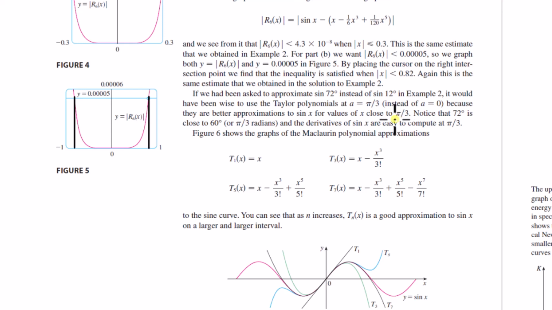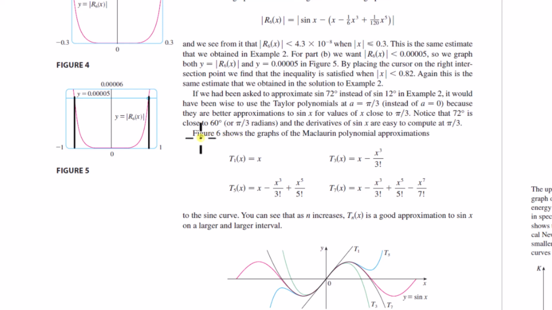So pi over 3 is a special angle, right? It's 30, 60, 45. So pi over 3 would be great because everything would be much cleaner. Plugging pi over 3 into the sine and cosine functions is a lot cleaner.